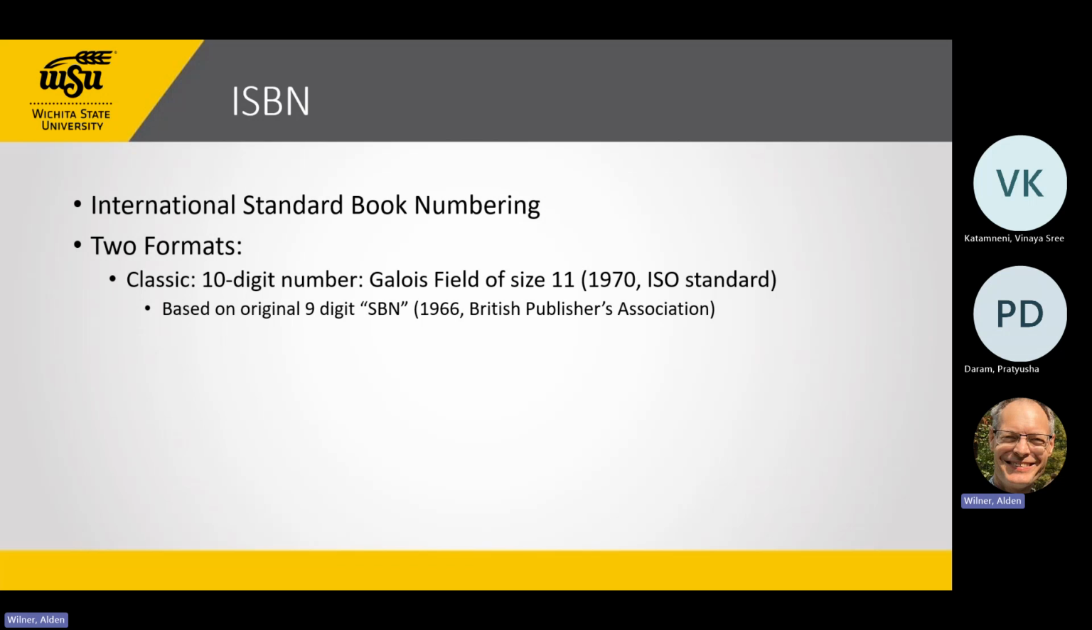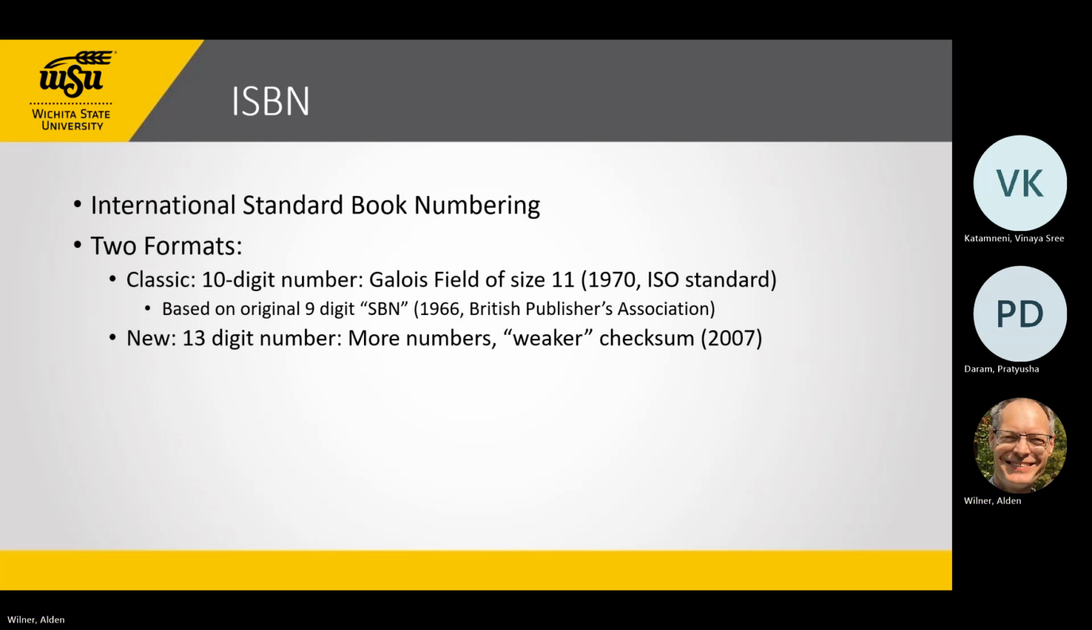And that was based on the ISBN from 1966, where some British publishers came up with the notion of we need to find a way to track all these books and know which one's which, right? So in 2007, it was cut over permanently to the new 13-digit number, which is not a Galois field. It's a weaker checksum. It's got more digits. It allows more books. They needed to have bigger numbers because people are publishing a ton of books still. There was an overlap period between the 1980s and 2007 where you could see both.